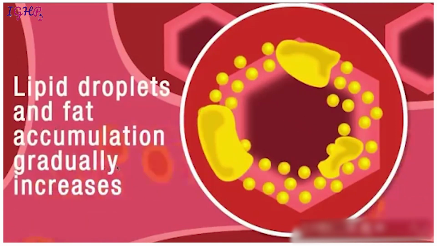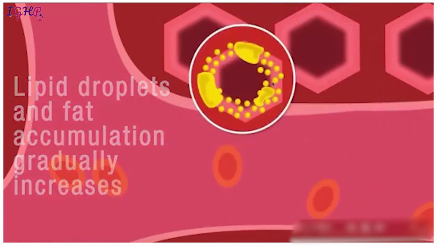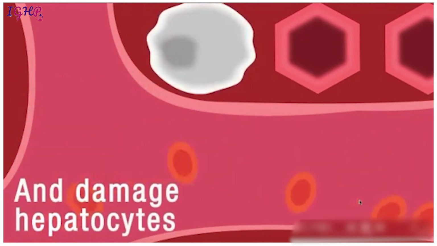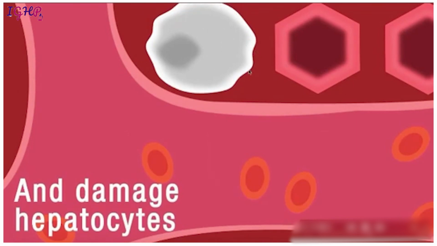Gradually the lipid droplets are going to accumulate and increase in size as we see here. So they are small droplets initially, and gradually they become bigger droplets, which are then going to damage the hepatocytes. Now one thing that is important here is that in an alcoholic injury we see a lot of polymorphs that are generally not seen in viral and autoimmune hepatitis.